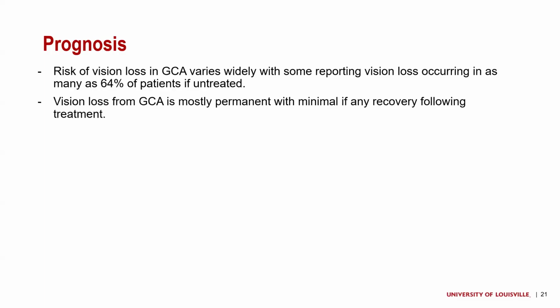Note that the vision loss in giant cell arteritis is mostly permanent. Patients can get a little bit of recovery of vision as the swelling from the ischemia dies down, but those nerve cells or retina cells that have died from ischemia are not coming back. So this is not something where you can wait until the vision loss and then treat. You're not going to expect that vision to come back.